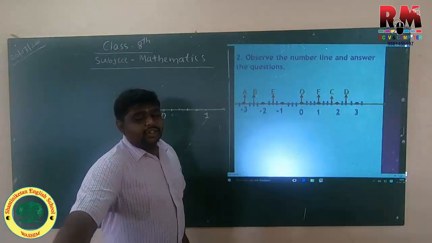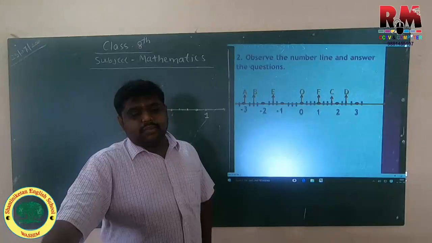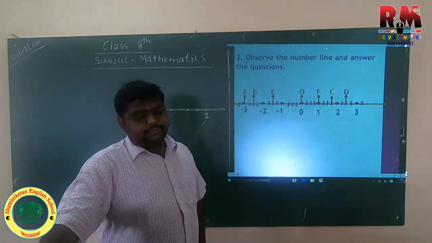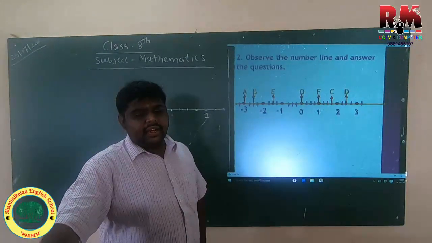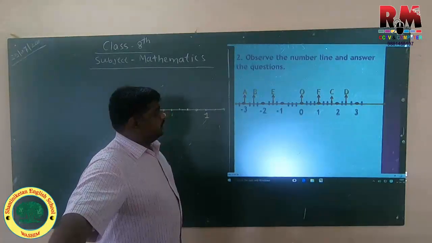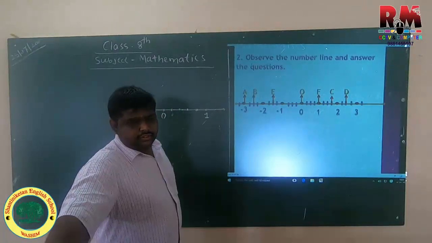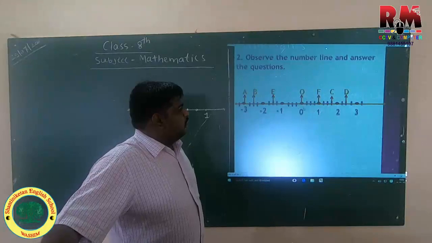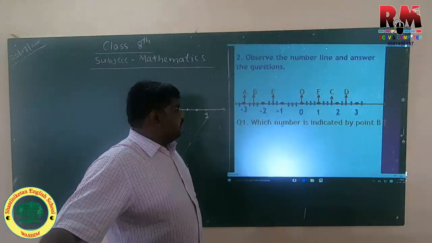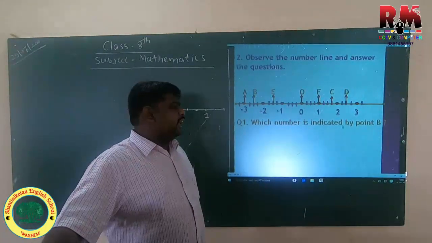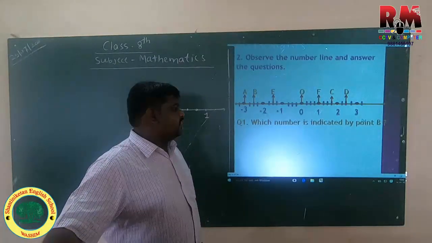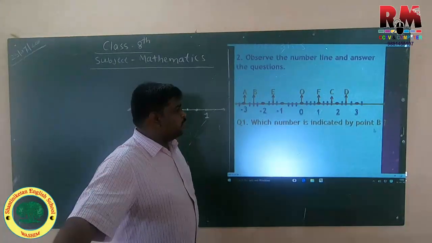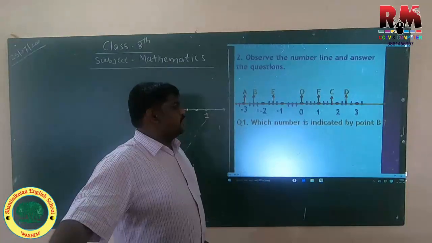Now question number 2. Observe the number line and answer the questions. Here is the number line, the same as in the textbook. The first question is, which number is indicated by point B?